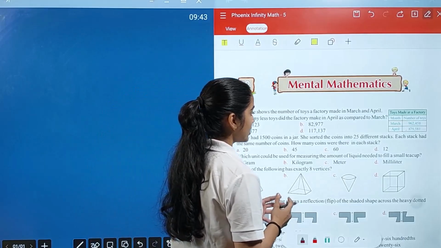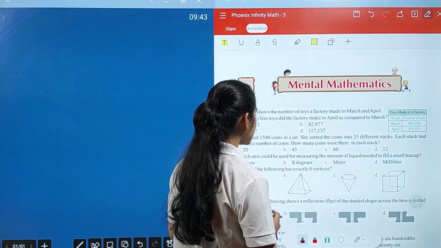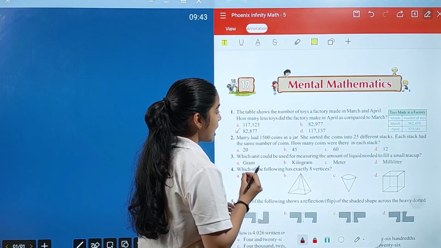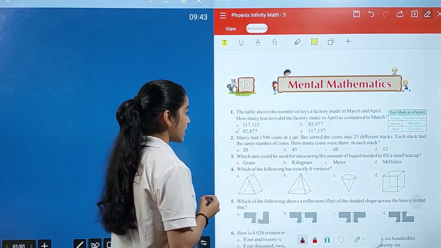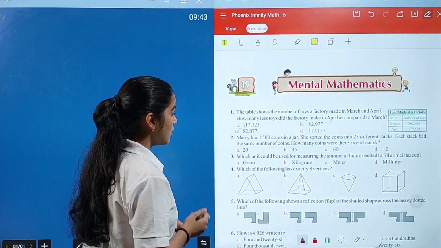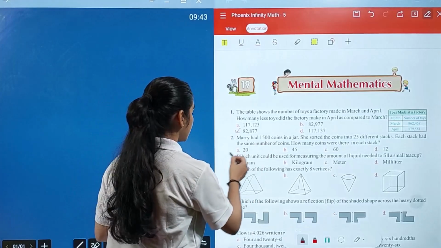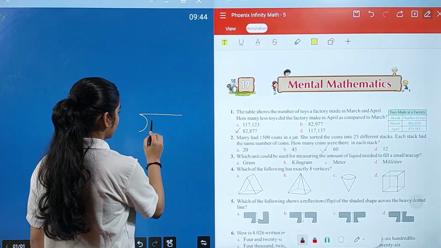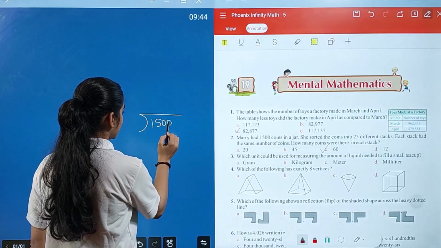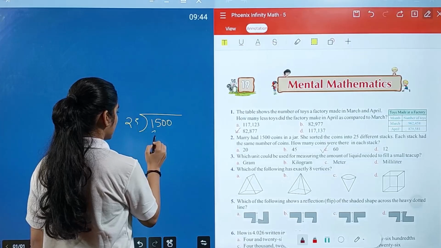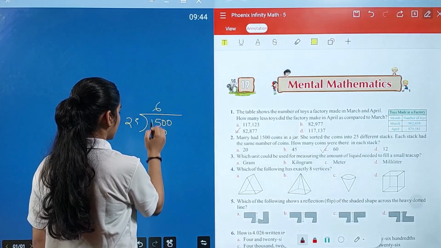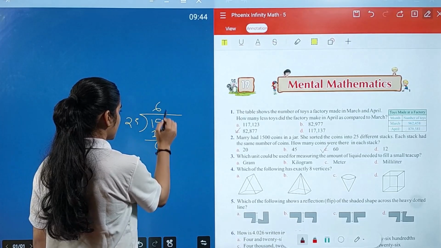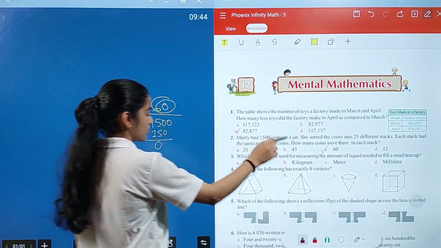Next question. Mary had 1500 coins in a jar. She sorted the coins into 25 different stacks. Each stack had the same number of coins. How many coins were there in each stack? So we have to find it. In this, we have to divide 1500 by 25. So we take 150, which comes at the place of 6, and 0 stays as it is. So this 60 is your correct answer.